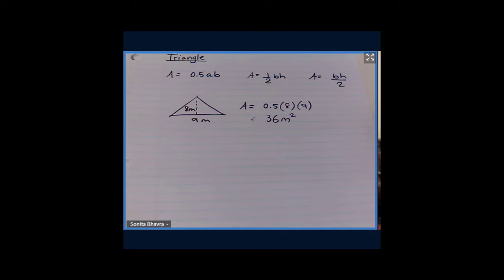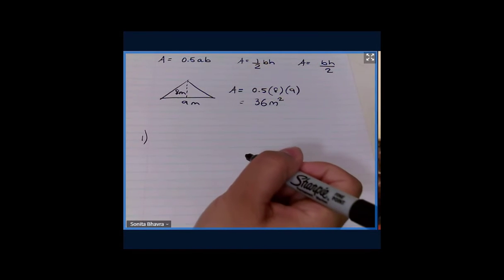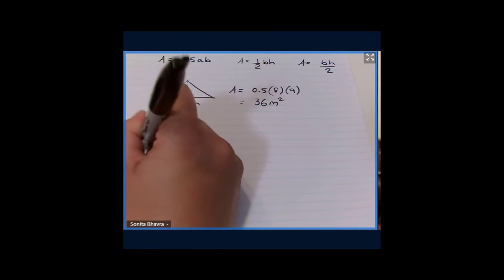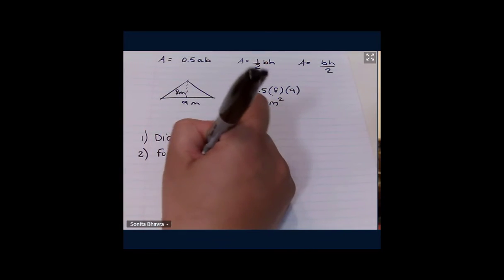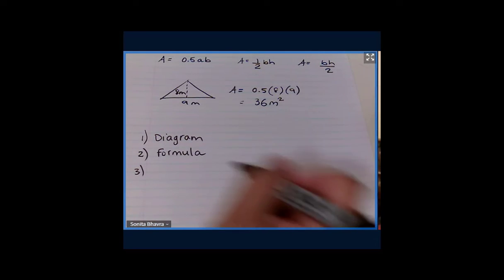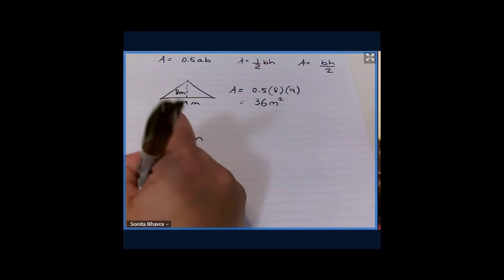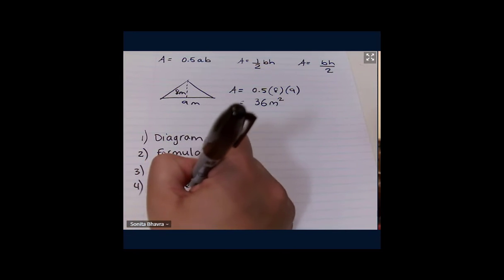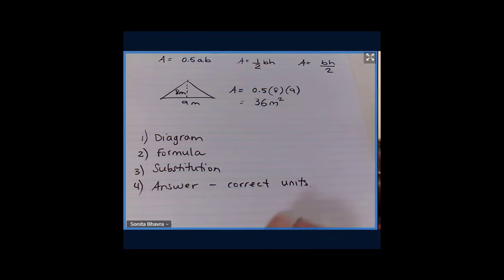When we have word problems, just make sure you are using the 4-step method when working with problem solving. First, always start with a diagram. You can visualize what you're looking for. Then you're going to write down your formula. Third step is the substitution. And then lastly, you're going to solve or answer it with correct units. Very important that you do use the correct units.